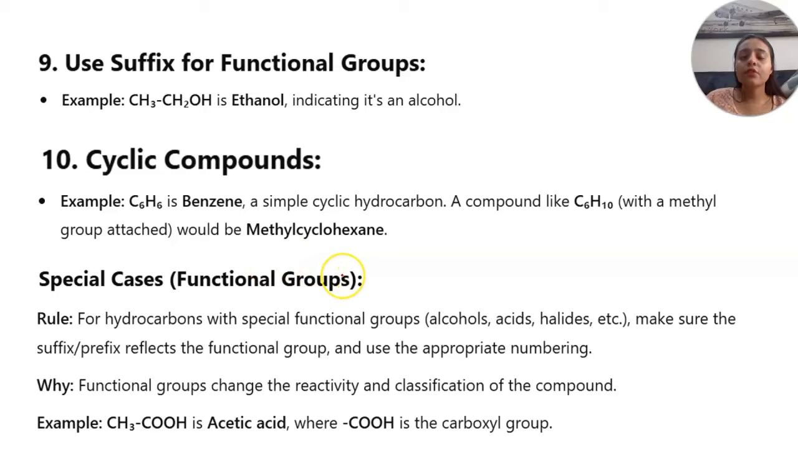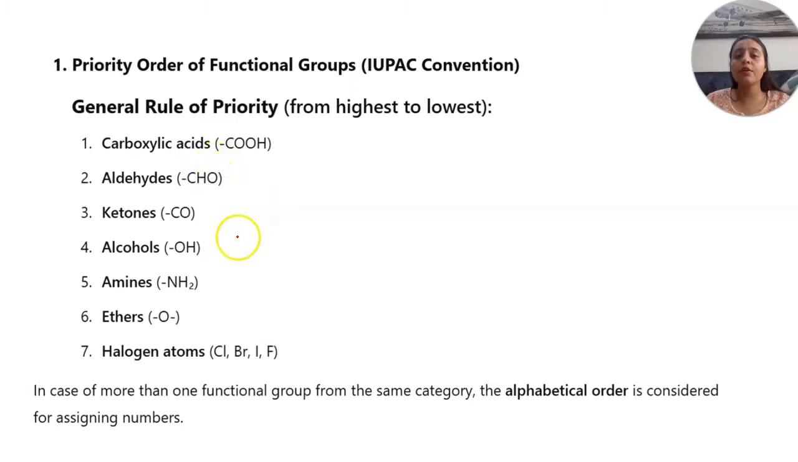Now use suffix for functional groups. You already know the suffix of all, like for carboxylic you need to write oic, and for ketone one, and so on. So you already know that for functional groups you need to write the suffix as well. And for cyclic compounds, we already know that you have to start with the branch name. Okay, carboxylic acid functional group preference first.